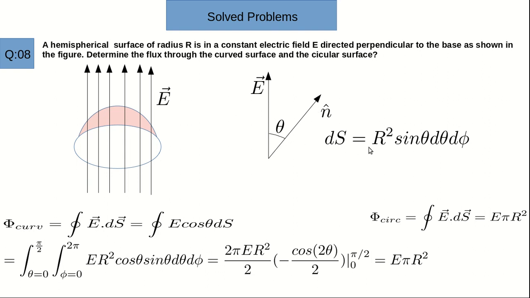The electric field is along this direction and the normal is along this direction, so the angle between them is theta, and ds, as I already described, is r square sine theta d theta d phi. If you do the integration of E dot ds, E cos theta into ds, and substitute the value of ds, the limit of phi is 0 to 2 pi, but as it is a half sphere, theta will go from 0 to pi by 2 instead of 0 to pi. So it will be E into pi r square. This is for the curved surface, and if you calculate for the circular surface, that will also be equal to E pi r square. So the total flux will be E pi r square plus E pi r square, which is 2 pi E r square.